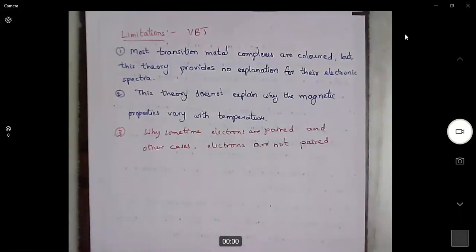So for the complete structural details, valence bond theory can only give primary details. It cannot give complete details.